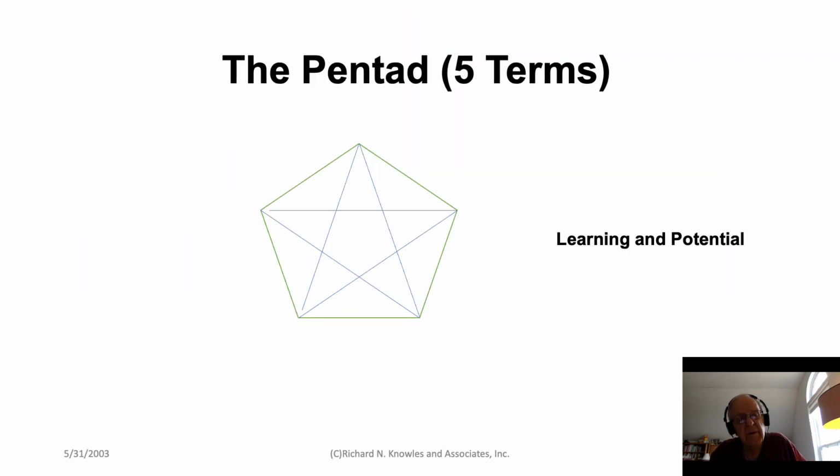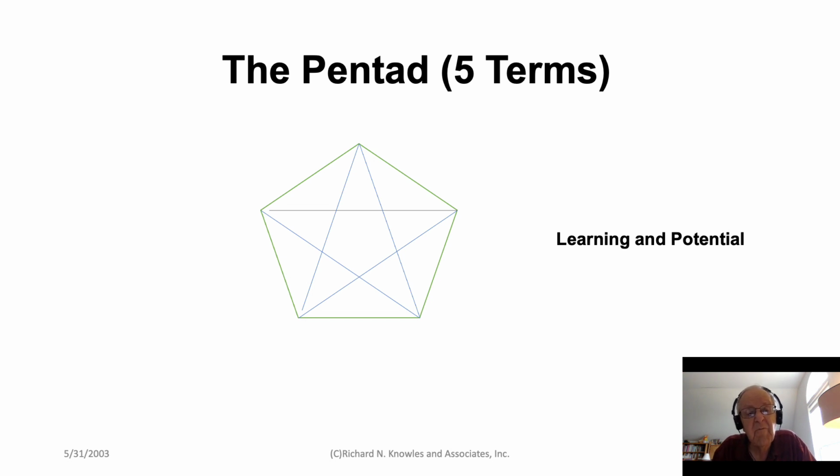Now the next term to look at is the pentad. It's a 5-term system. And Bennett called this one learning. So I just used that same name, learning, and potential. I added potential to it. And it becomes much more complex to look at. And as I said earlier, each term becomes more and more complex as we go up the line.